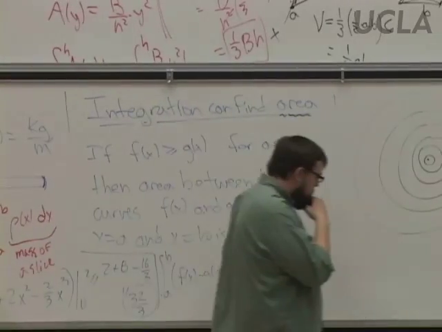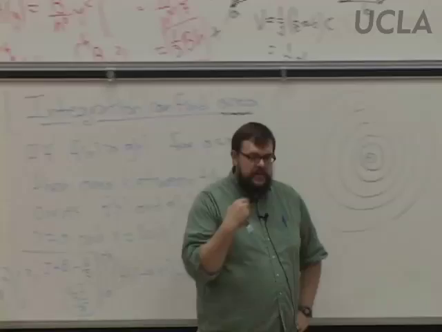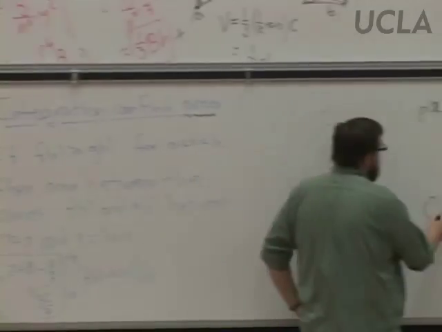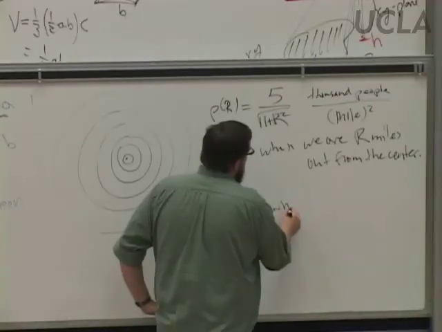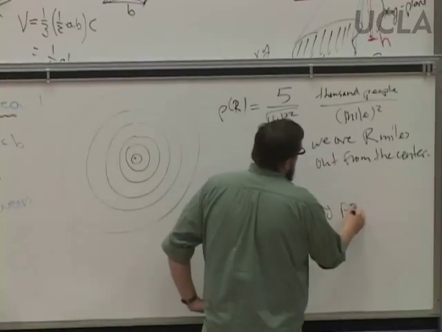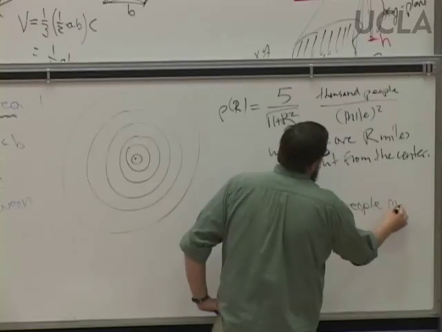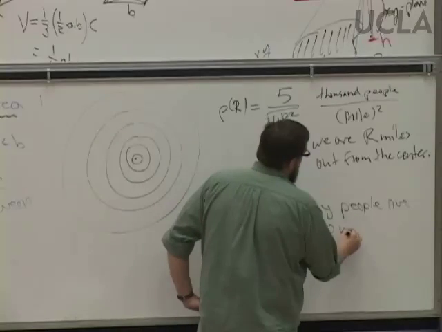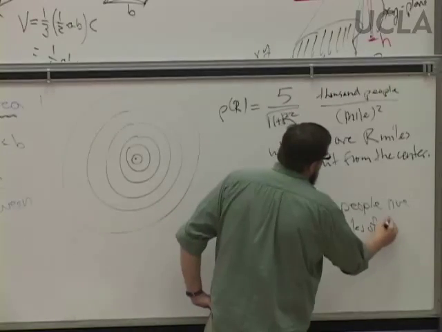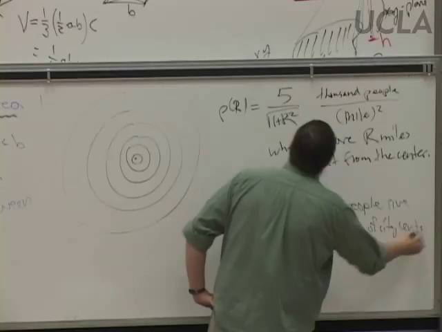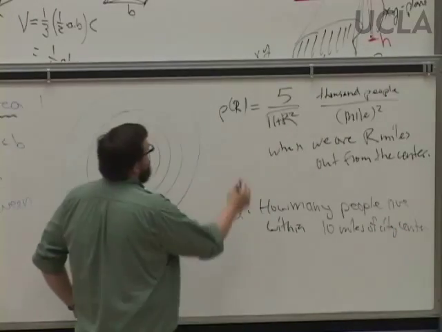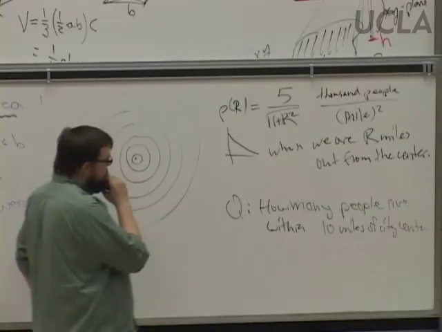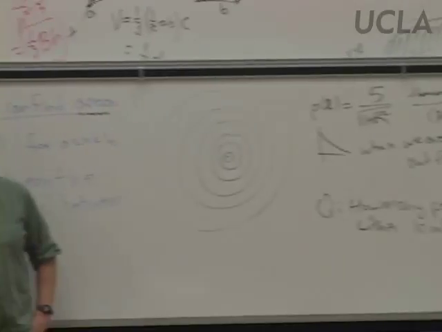So I might ask a question such as, okay, I know what the density is behaving like. It's behaving like this function. And I say, well, how many people live within 10 miles of the city center? By the way, this function, 5 over square root of 1 plus r squared, starts off at 5 and then drops down. So it's a decreasing function.